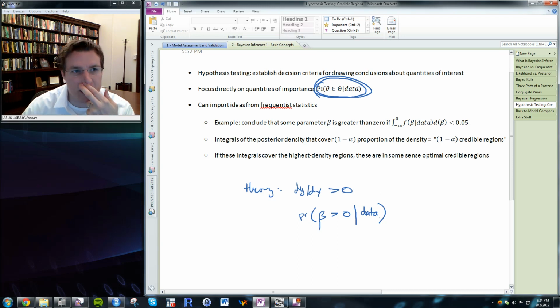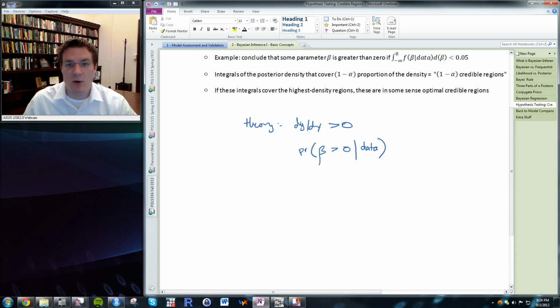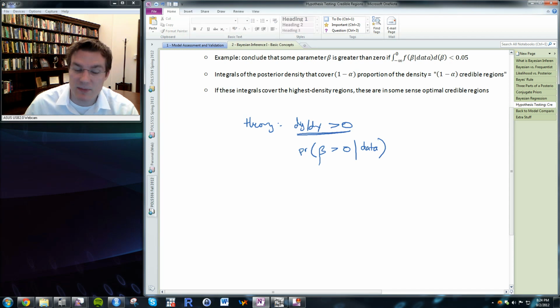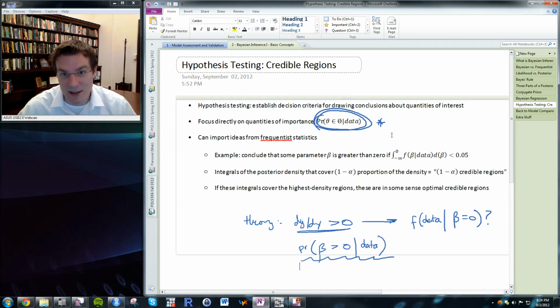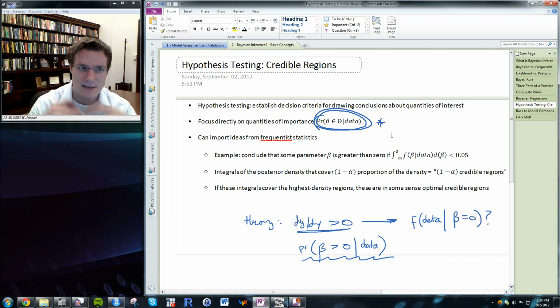So theory leads us to look at certain quantities of importance, and Bayesian statistics allows us to directly assess those quantities of importance, which, as you recall, we couldn't do with frequentist statistics. Theory tells us that a slope is positive, and when we do a frequentist hypothesis test, what we end up asking is something like, is the data consistent with the idea that beta is equal to 0? That's not really what we want, though. What we want is, what's the probability after having seen the data? What should I believe about the probability that it's positive? So in that sense, Bayesian hypothesis testing is much more direct.